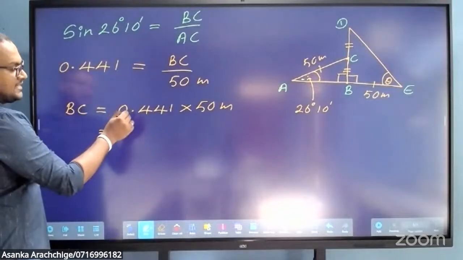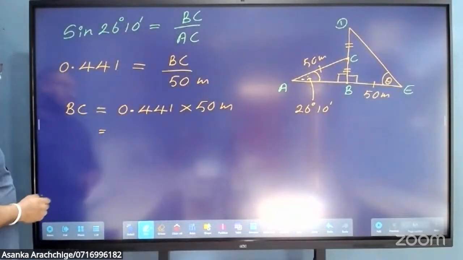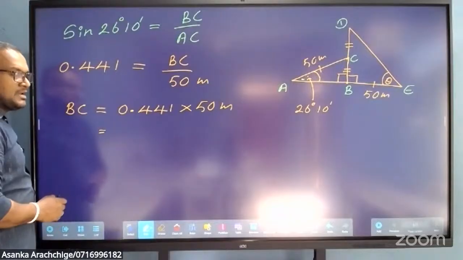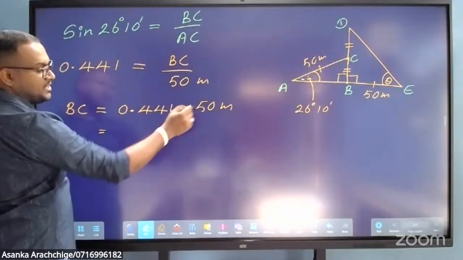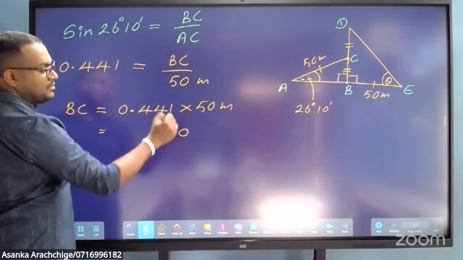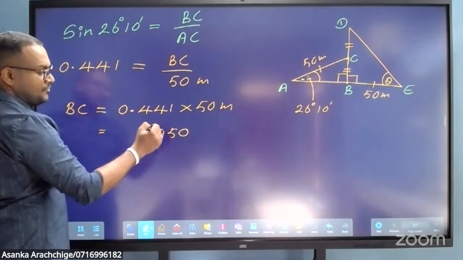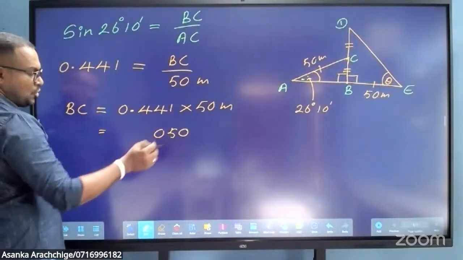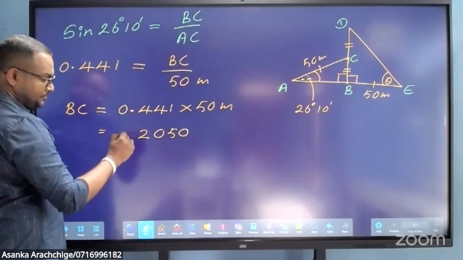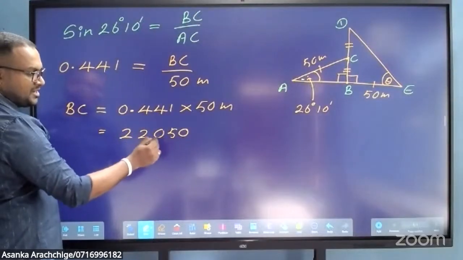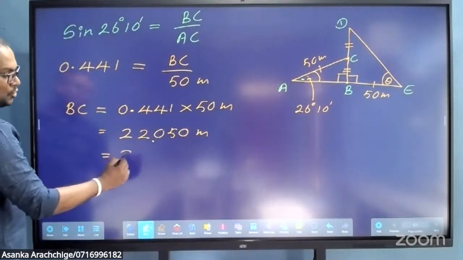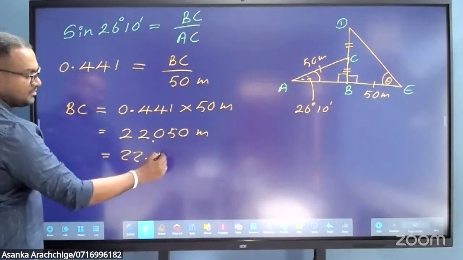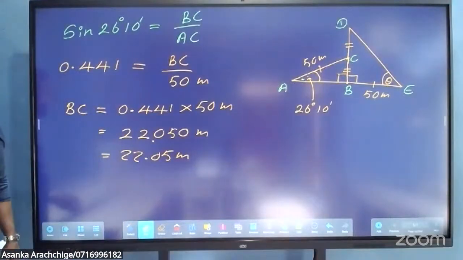Right. Let's neglect the decimal point for a moment. Multiply 441 by 50. Give the 0 to the end. Then 5 times 1, 5. 5 times 4, 20. 20 plus 2, 22. Separate 3 decimal places. Answer 22.05 meters. Am I correct?